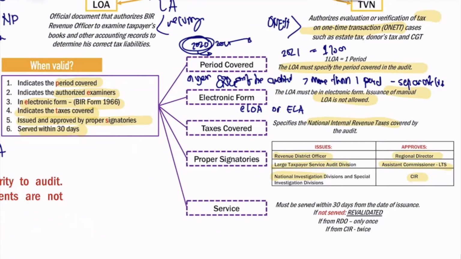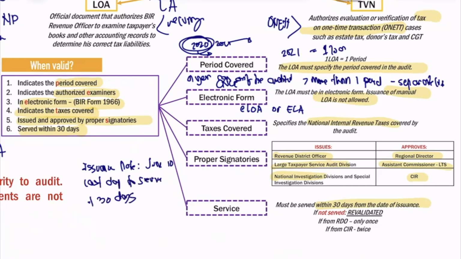Lastly, the service. It must be served within 30 days from the date of issuance. If not served, it can be revalidated. So for example, the issuance date is June 10. When is the last day to serve? So you add 30 days. So it will now be July 20. July 20, that is the last day.